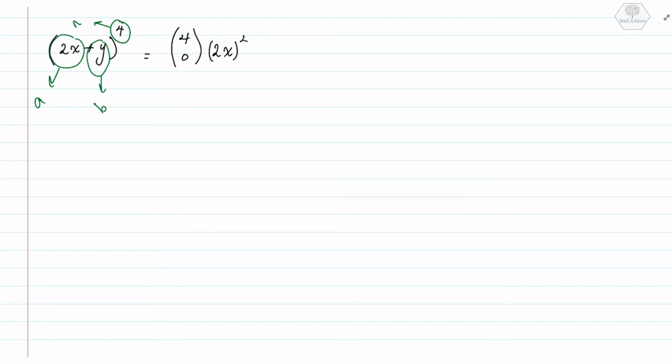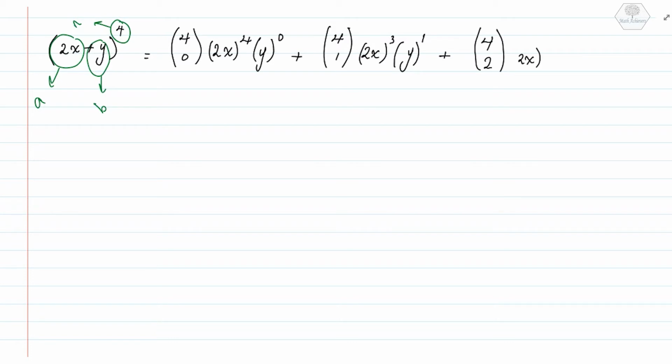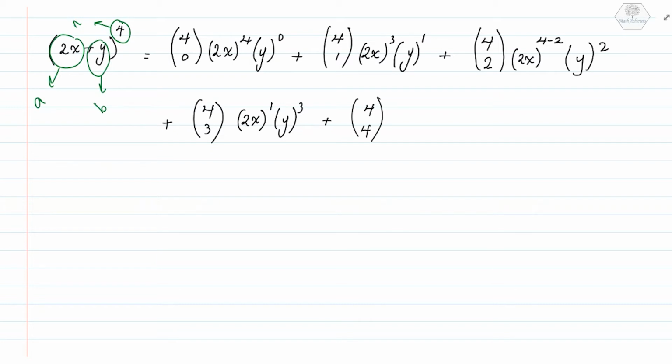So to expand it, I need 4 combination 0, (2x) to the power of 4 times y, which is b, to the power of 0, plus 4 combination 1 times (2x) to the power of 3 times y to the power of 1. This is n combination r, with (2x) to the power of 4 minus 0. Plus 4 combination 2, (2x) to the power of 4 minus 2 times y to the power of 2, plus 4 combination 3, (2x) to the power of 4 minus 3 times y to the power of 3, plus 4 combination 4, (2x) to the power of 0 times y to the power of 4.